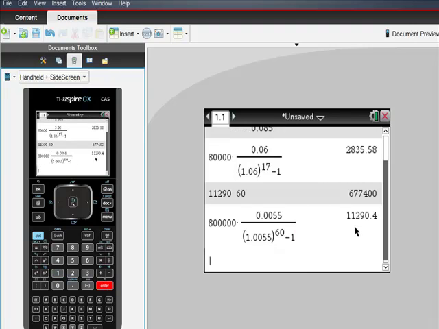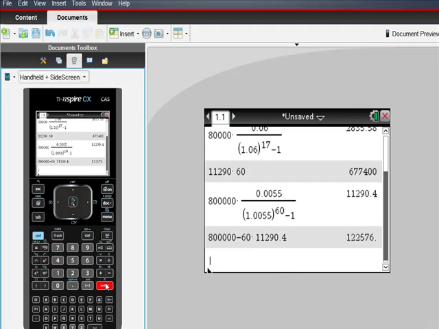And it suggests here that we are going to have, oh my God, can you imagine that? We're going to have to make monthly payments of $11,290. So if I ask you how much of the 800,000 would be interest, what you would do is say 800,000 minus 60 payments of 11,290.4. And they ended up paying us $122,576 in interest. So that's really good news, I guess.